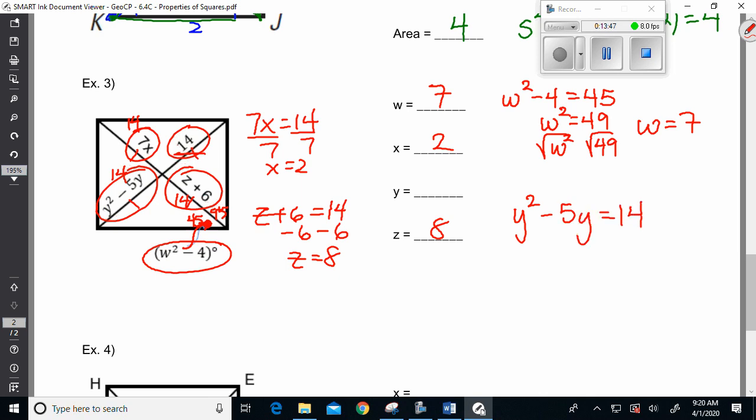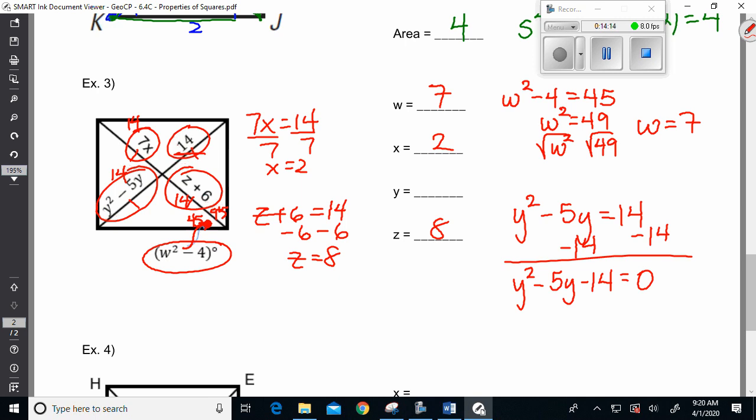So the reason why I saved this one for last is because this one returns us to factoring. We haven't factored in a minute, so let's make sure we review it. Since we're factoring, the equation has to equal 0. Subtract 14 on both sides. Y squared minus 5y minus 14 equals 0.